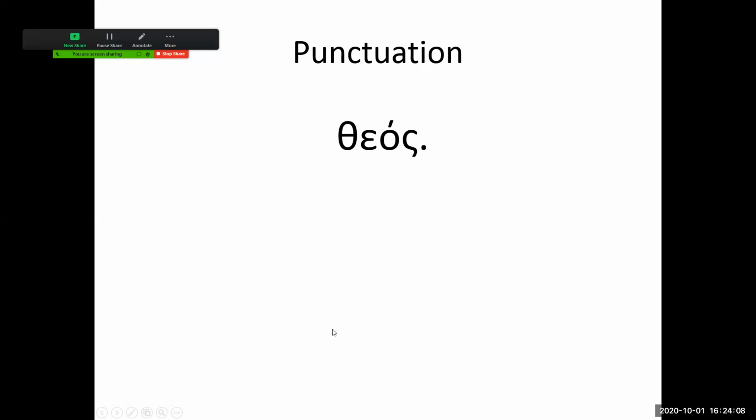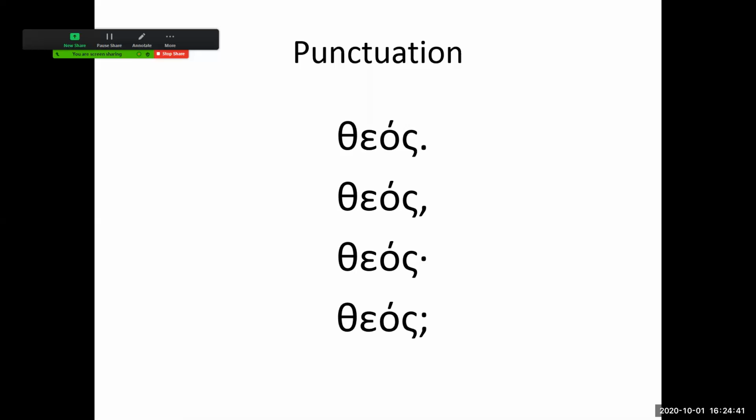So here they are. Theos. Notice that it's not a diphthong, this word. It means God. But each vowel is pronounced separately. There is no diphthong for epsilon omicron. Theos. Accent is on os. Theos. Period. Theos. Then a comma. Theos. Semicolon, and theos, question mark.